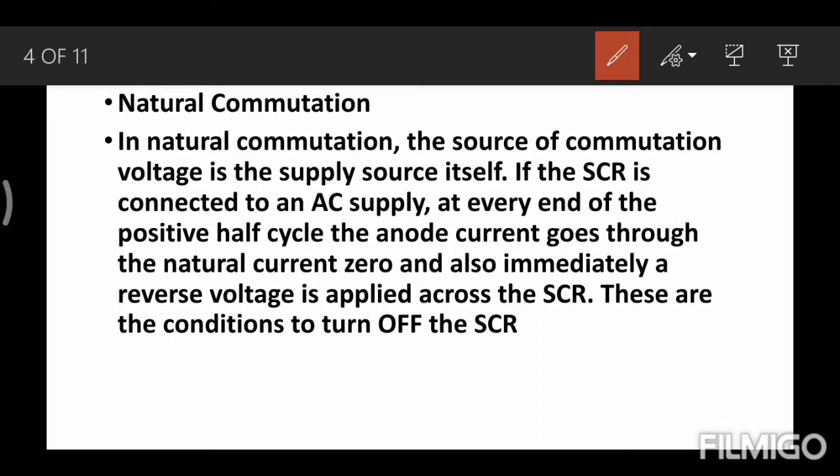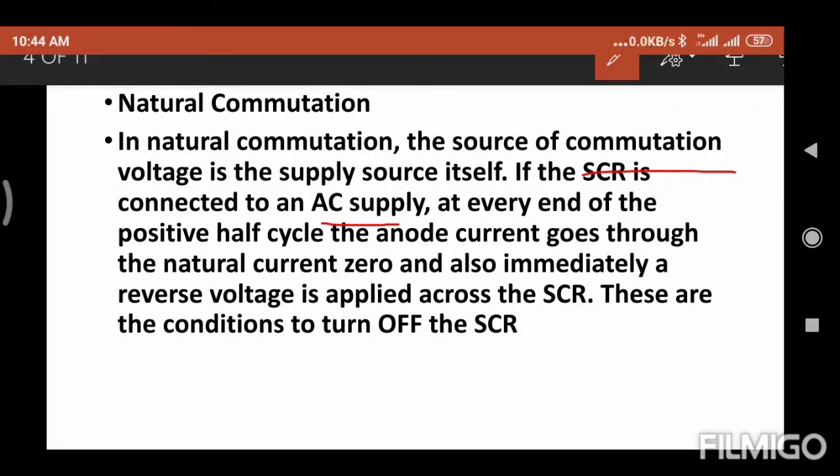The source of commutating voltage is the supply source itself. If the SCR is connected to an AC supply, at every end of the positive cycle, the anode current naturally goes to zero, and immediately a reverse voltage is applied across the SCR. This is the process applied in natural commutation.